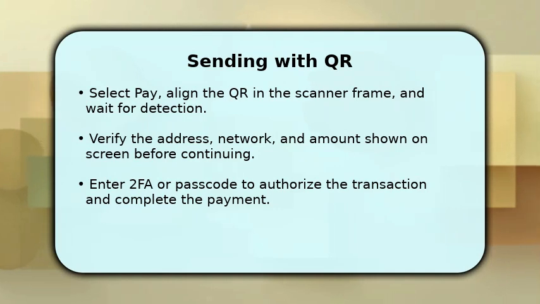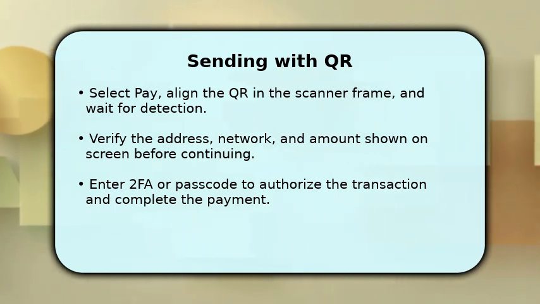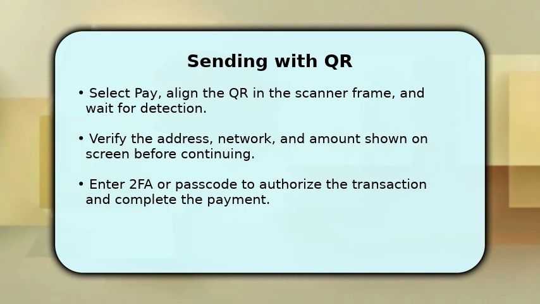Start by selecting Pay and scanning the recipient's Binance QR code with your app camera. Confirm the displayed address, network, and amount before proceeding, and edit the memo if needed. If the QR contains a preset amount, confirm it matches what you intend to send and watch for token mismatches.